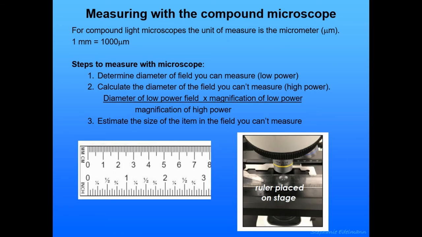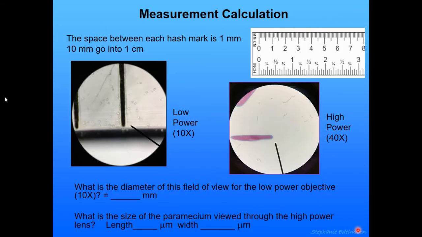Now if I could change this to the next slide. All right, so the space between each hash mark is 1 millimeter. And what you can see under the microscope is basically just one hash mark, and you can imagine that the next hash mark is right over there. So if this is 1 millimeter, then this is 2 millimeters. So on low power, the diameter of the field is 2 millimeters.